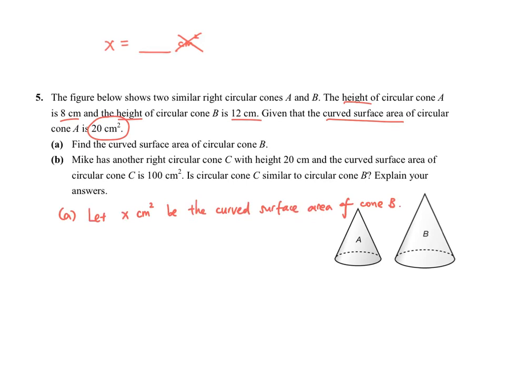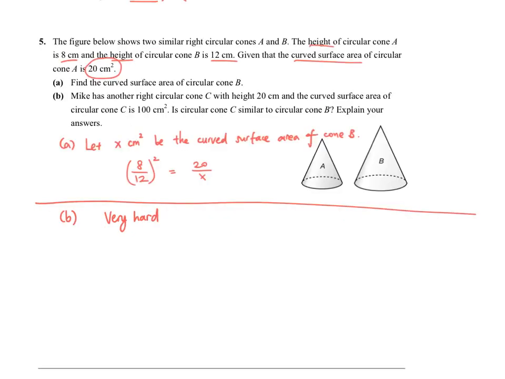So about part A, what should we write to present it well? You must write let x cm square be the curved surface area of cone B, otherwise you have no symbol to start with. And then you do it like this: length ratio, area ratio, and then match the dimensions. So you can see that actually for every question you do it like that. It is actually quite simple, but you have to write the presentation well.